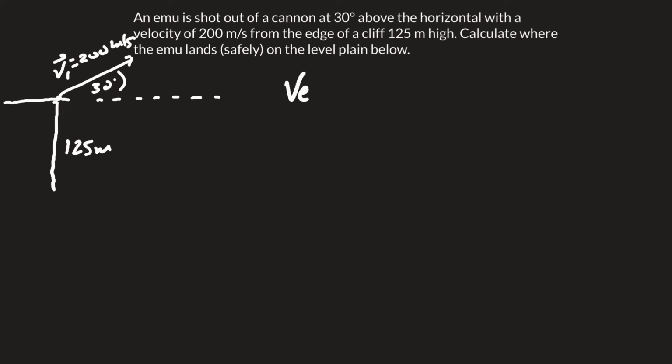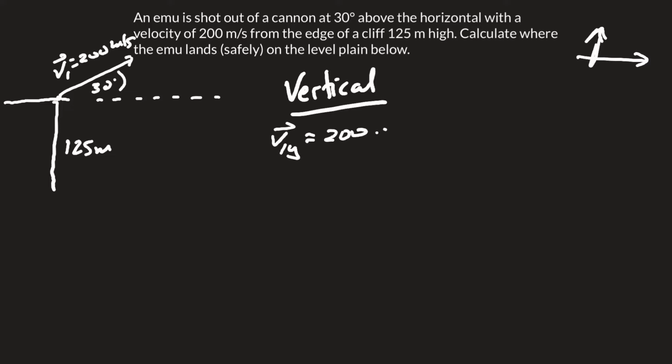So let's take a look at our vertical velocities and displacements and everything. As per usual, we're going to say that up is positive and forward is positive. So anything going this way and anything going this way, those are our positive directions. So that gives us our v1y, the y component of our initial velocity, which starts off at 200 times the sine of 30 degrees, which is 100 meters per second, and that's in the up direction, so positive 100 meters per second.